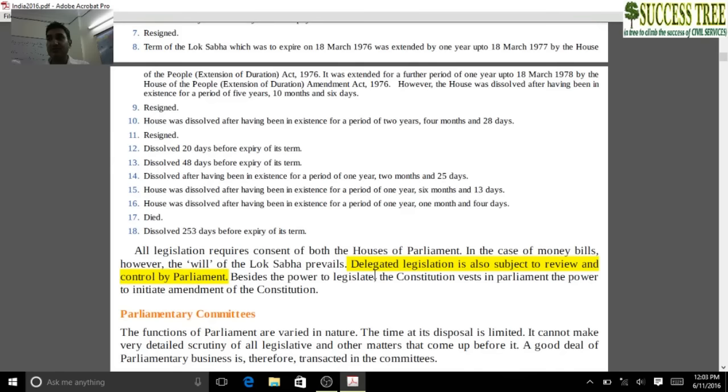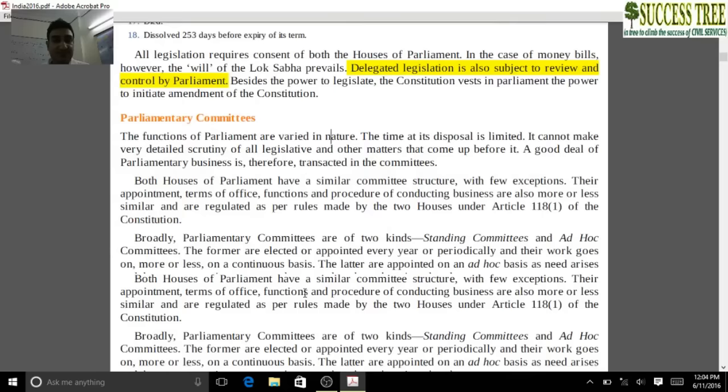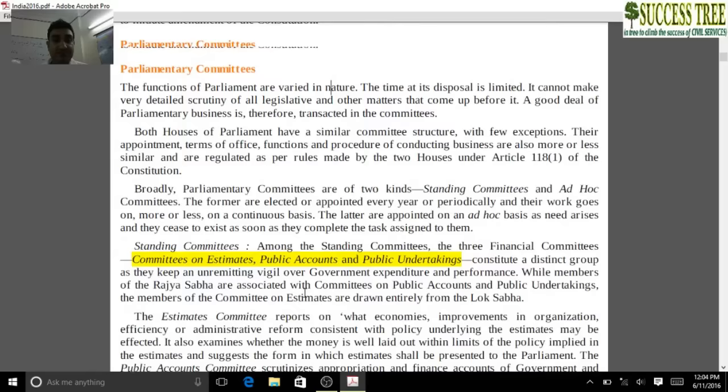Now come to the paragraph below this, after point 18. What do you find there? Delegated legislation. All legislation requires consent of both Houses of Parliament. In case of money bills, however, the will of the Lok Sabha prevails. Now, delegated legislation is also subject to review and control by Parliament. So even with delegated legislation, Parliament has the power to review and control.